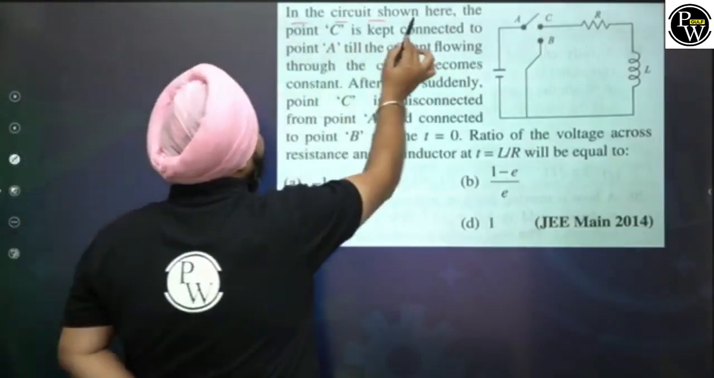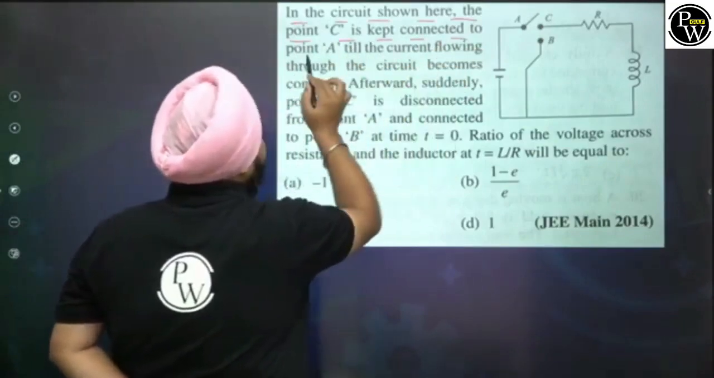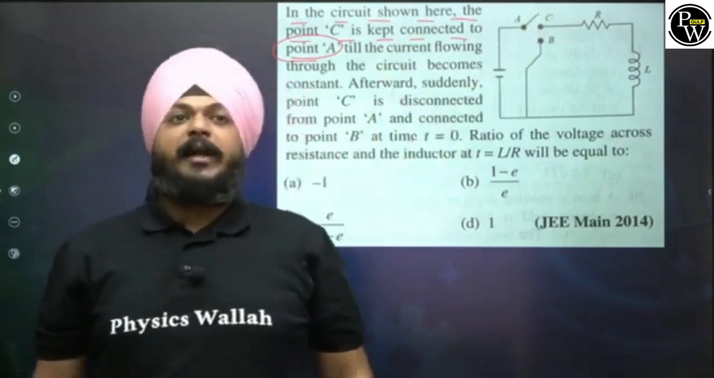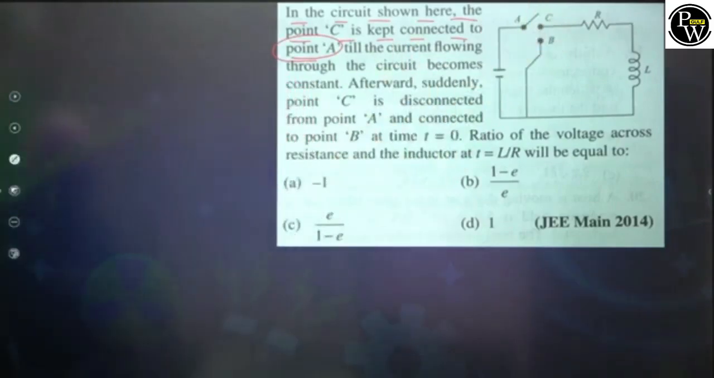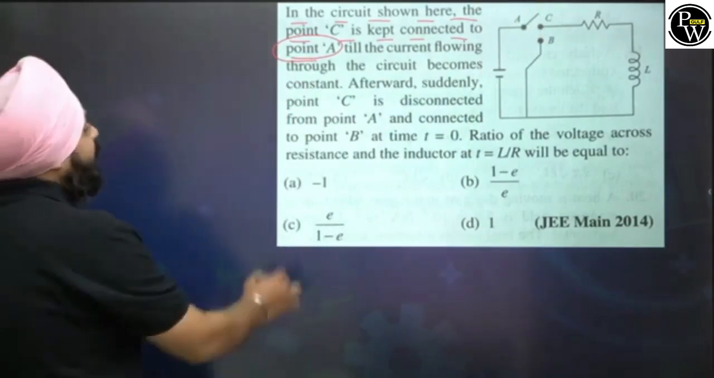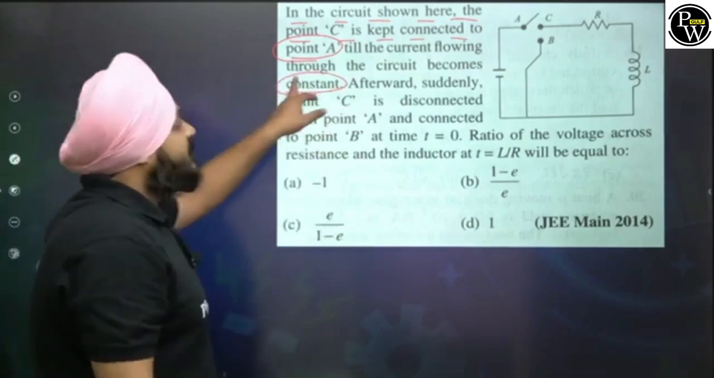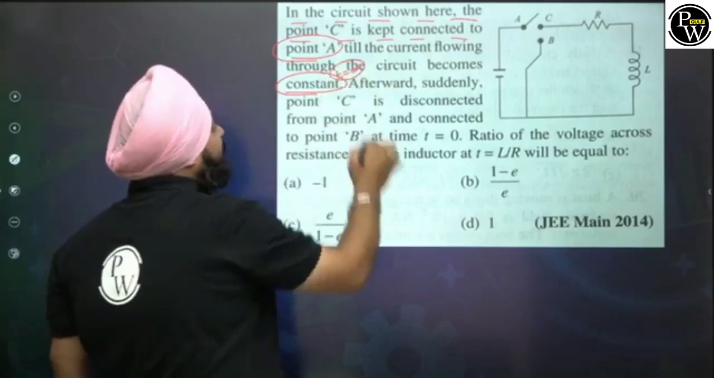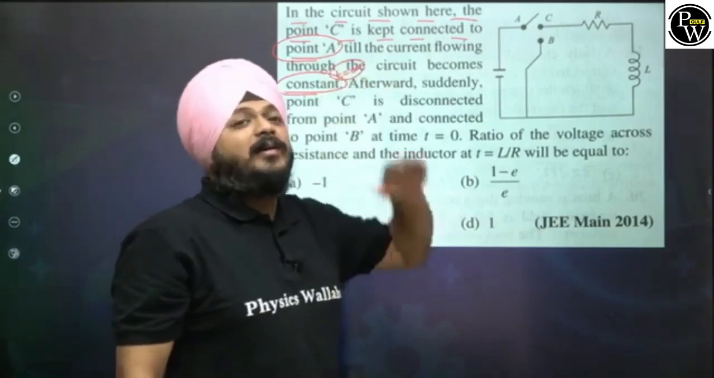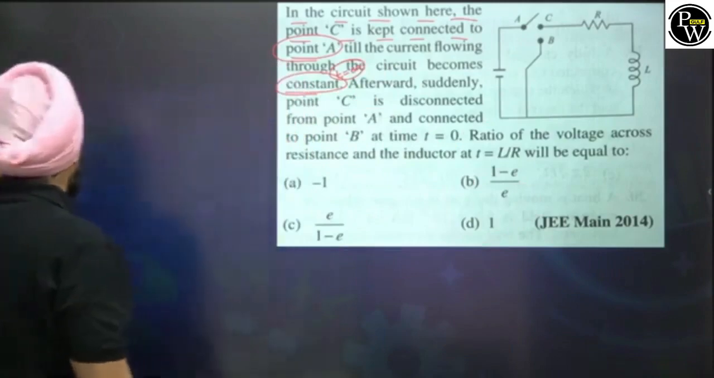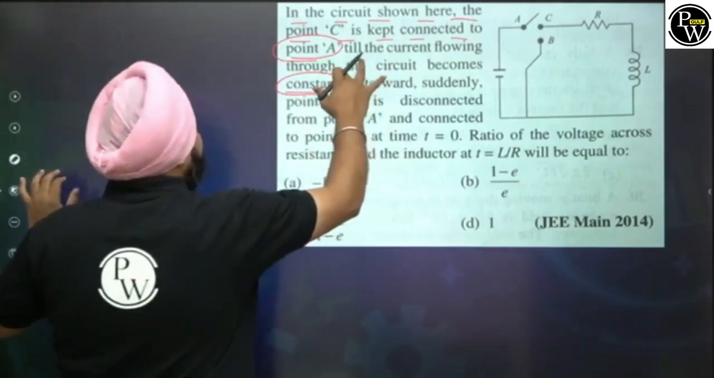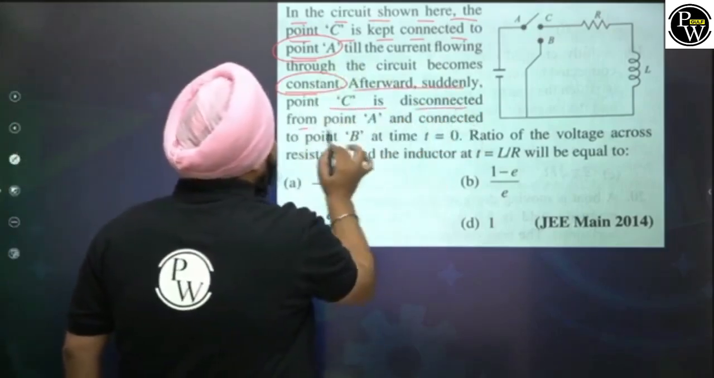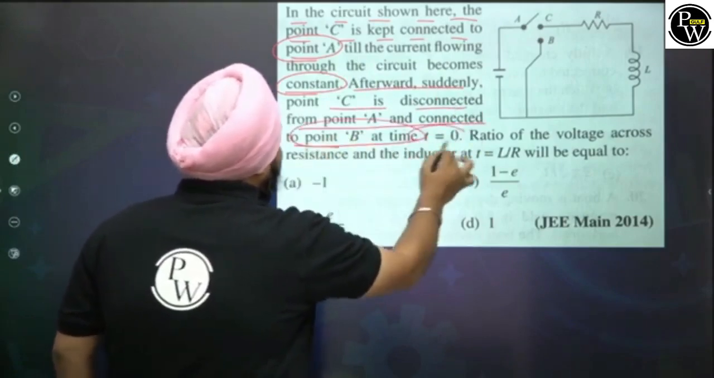In the circuit shown here, the point C is kept connected to the point A till the current flowing through the circuit becomes constant. It means they are talking about infinite time, till the circuit becomes steady. Afterwards, suddenly C is disconnected from the point A and connected to the point B at time t equal to 0.